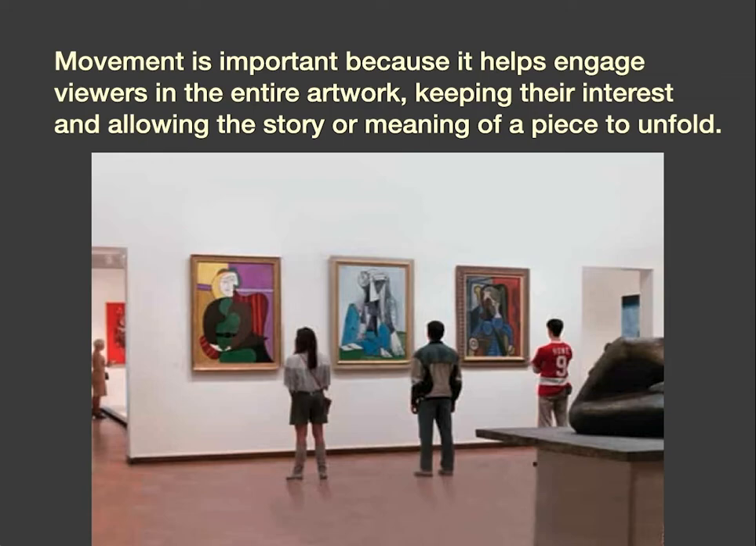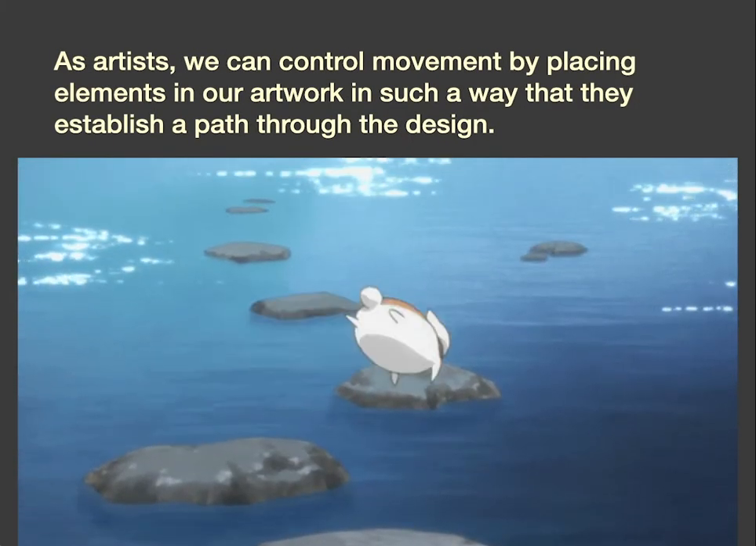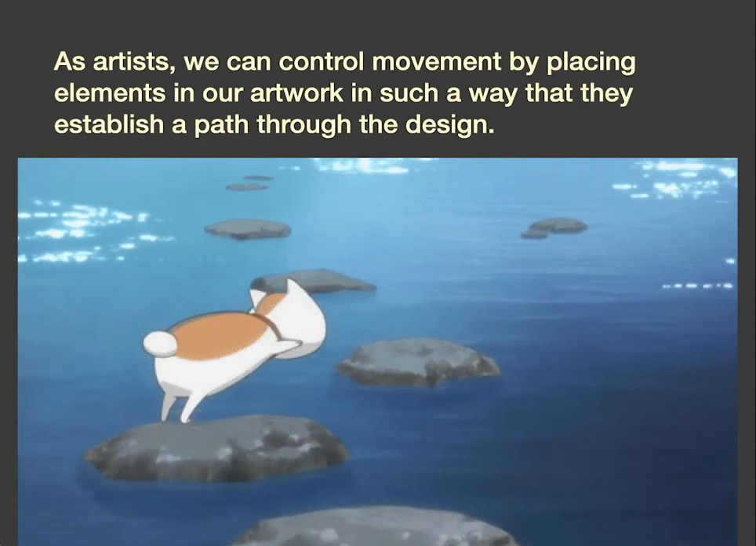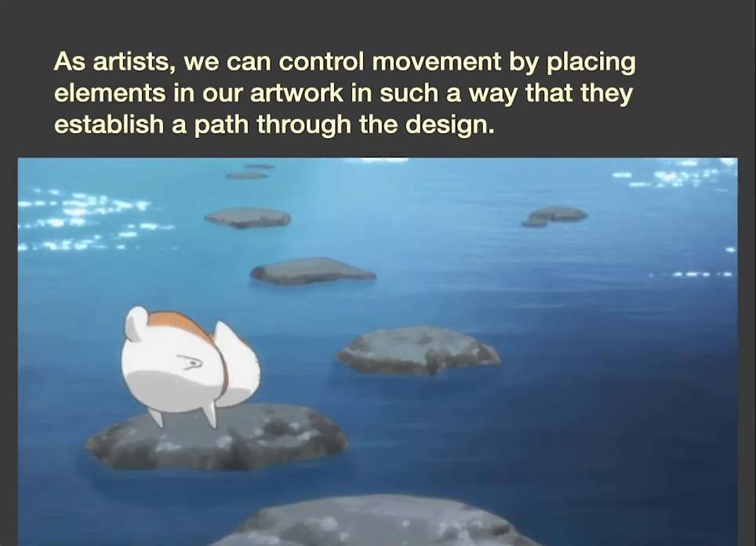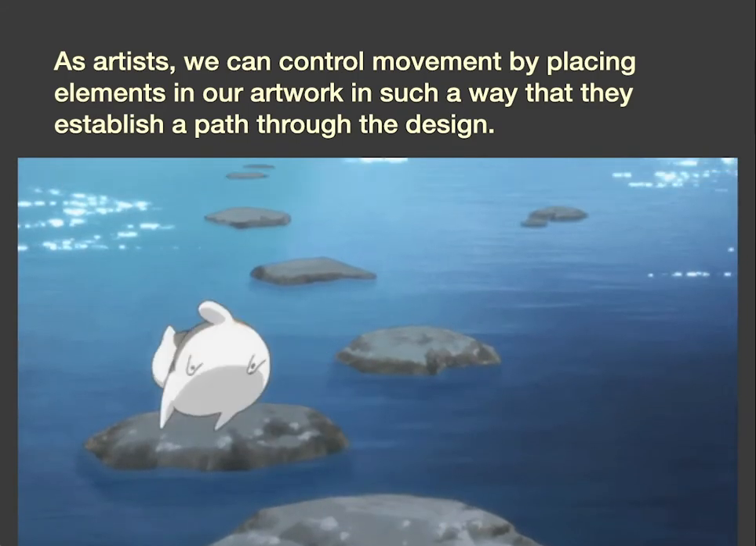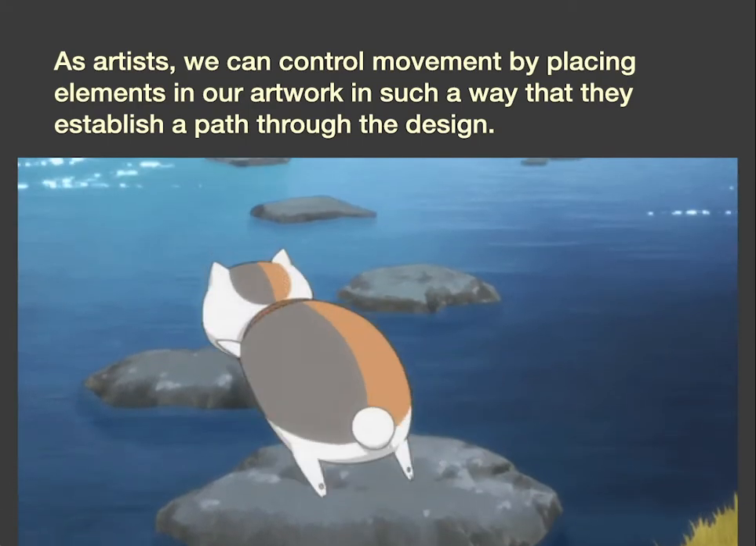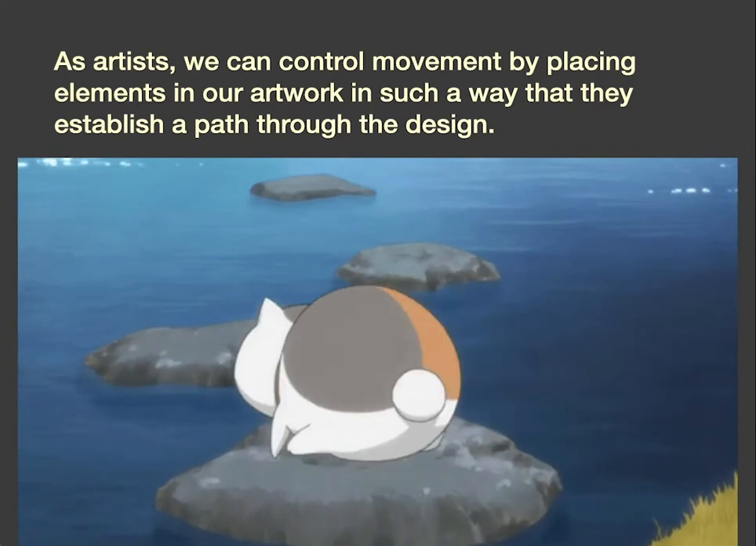And it also allows the story or meaning of your piece to unfold, so they can start at point A, move to point B and C, and learn a little bit more about what you want to communicate each time. Now, as artists, we can control a lot about how our viewer's eye moves by just placing elements on our artwork in such a way that they establish kind of a path through the design. And there are a number of ways to do this.